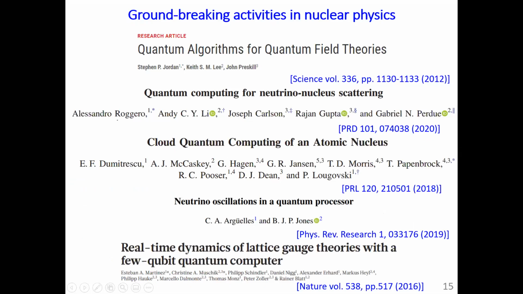Now, the application of quantum computing techniques in nuclear physics is a newborn area. There are a lot of very interesting papers already done or published in this field. Some of them are about quantum field theory, some are about neutrino-nucleus scattering, and some are about the investigation of atomic structure, nuclear structure, and also real-time dynamics of lattice gauge theories, and so on and so forth. I will only take a few of the topics from the literature.